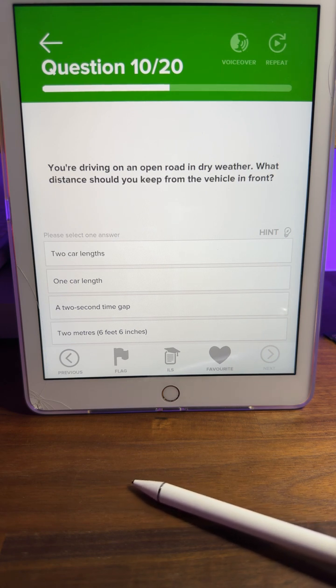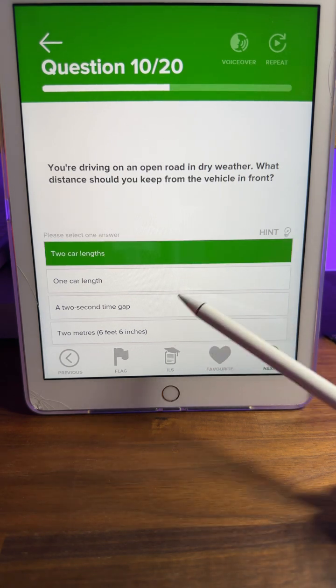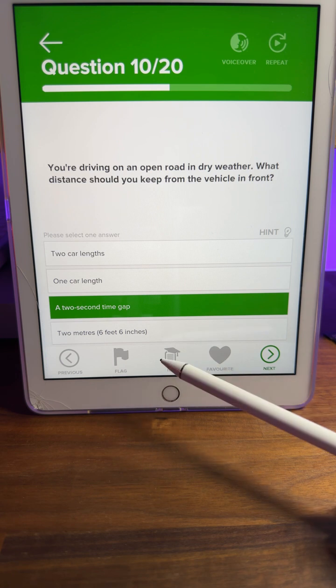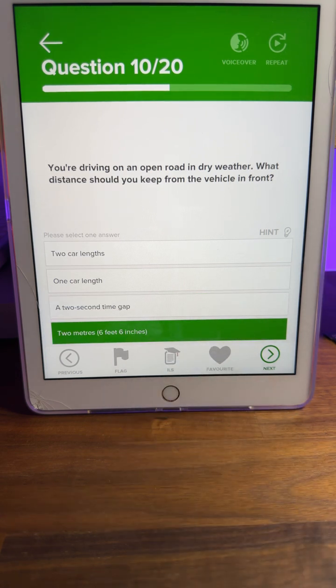You're driving on an open road in dry weather. What distance should you keep from the vehicle in front? Is it 2 car lengths, 1 car length, a 2-second time gap, or 2 meters, 6 foot 6 inches? Okay, which is the answer on here? A, B, C, or D? So that is saying 2-second gap.